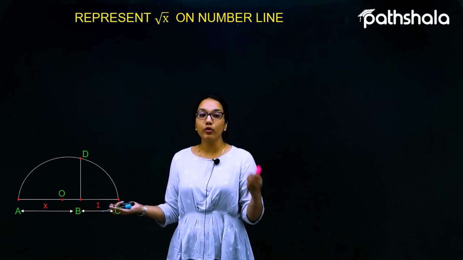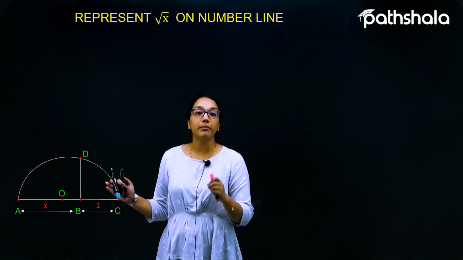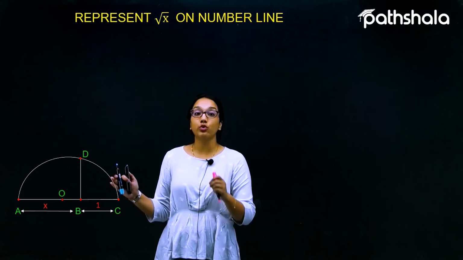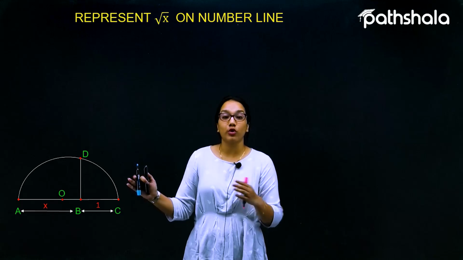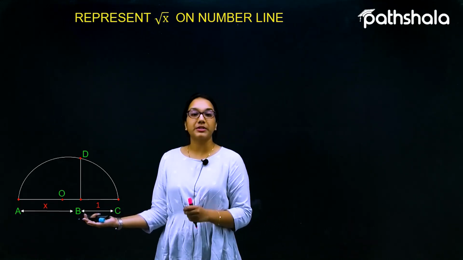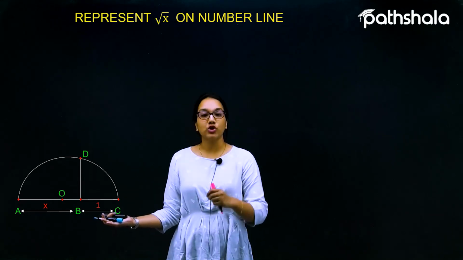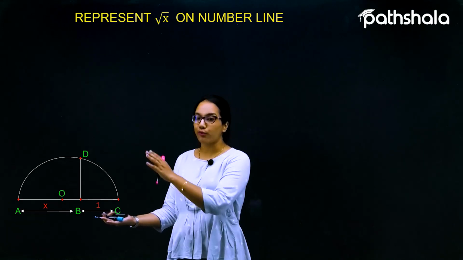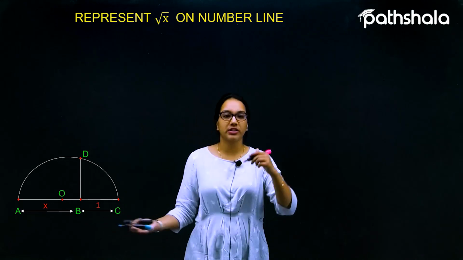Now we will prove that this distance BD is square root x. So it represents square root x. How will it represent square root x? Let's talk about that. Always remember all these steps in order to represent root x on the number line. First of all, I will write all those steps that I have taken in order to form this particular construction. So let's start with it.